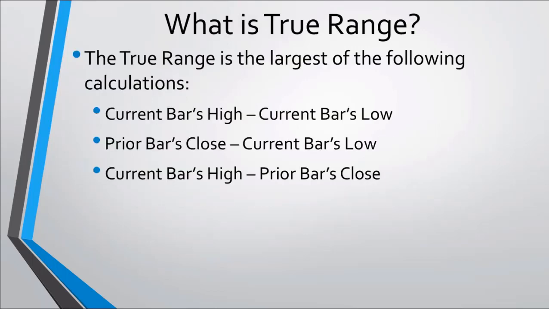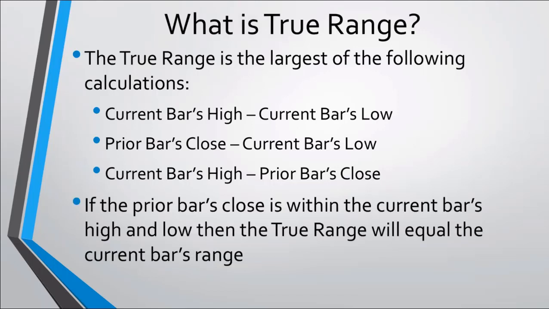What is true range? The true range is the largest of the following calculations: the current bar's high minus the current bar's low, or the prior bar's close minus the current bar's low, or the current bar's high minus the prior bar's close. If the prior bar's close is within the current bar's high and low, then the true range will be equal to the current bar's range.